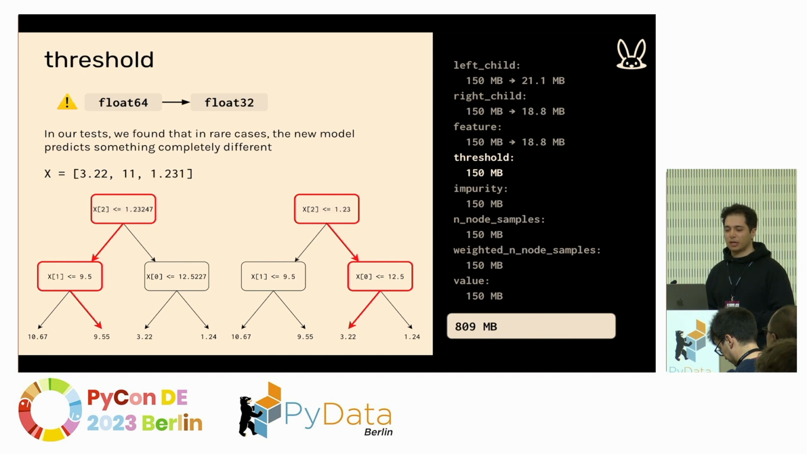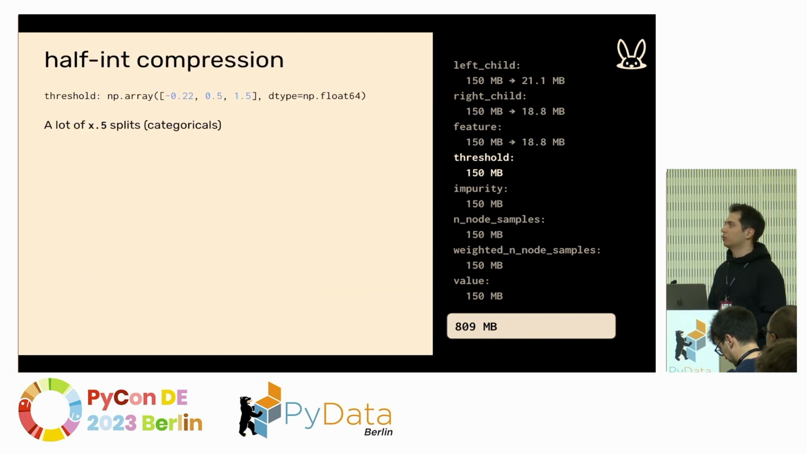So we searched for other solutions, and we had a look at these threshold values a little bit closer, and we realized, okay, a lot of them are actually at these 0.5 splits. And this is because, as I've mentioned a few minutes ago, we have a lot of categorical features: 1, 2, 3, 4, 5, etc. And scikit-learn chooses to split these in between, like between 1 and 2 will be the 1.5 split, and thus we have a lot of these values.